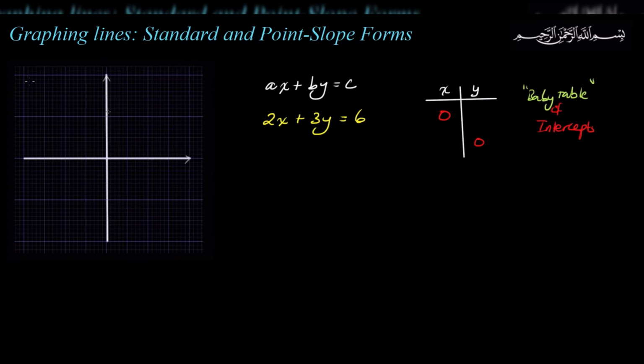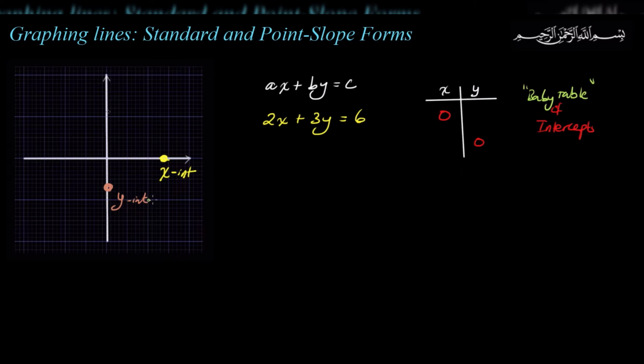So this is how you generate the baby table. You're trying to find 2 points on the line, and they are very special. One of them is going to be the y-intercept, where the line intersects the y-axis, and the other is where the line intersects the x-axis. I'm just making these up here, so they may not belong to this line. One point is the x-intercept and the other is the y-intercept.